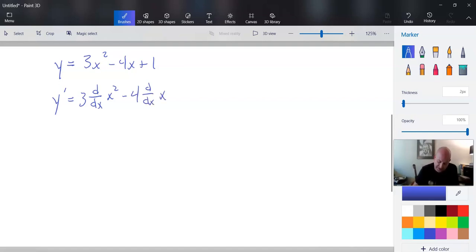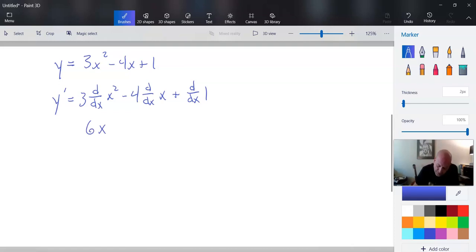Pull it out and just take d dx of x. And then 1 is 1. I'm going to take d dx of 1. Well, if I look at what this does, the derivative of x squared is 2x, and I would multiply the 3 back in, so that gives me 6x.